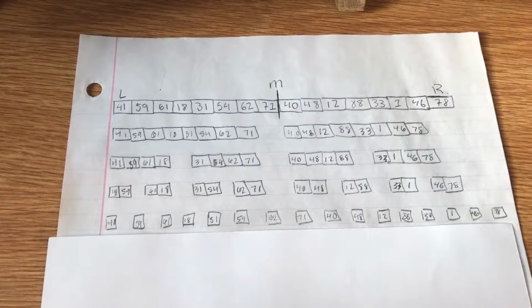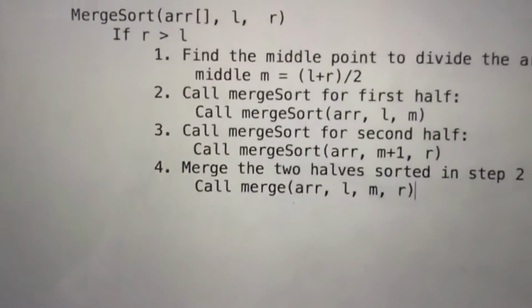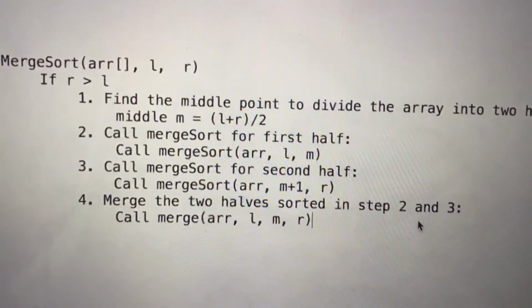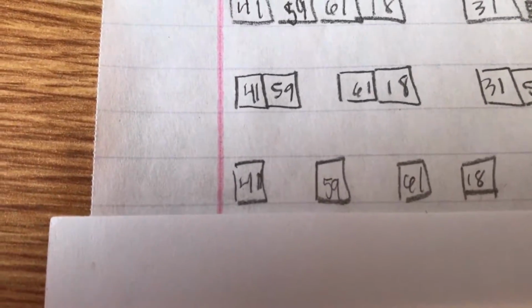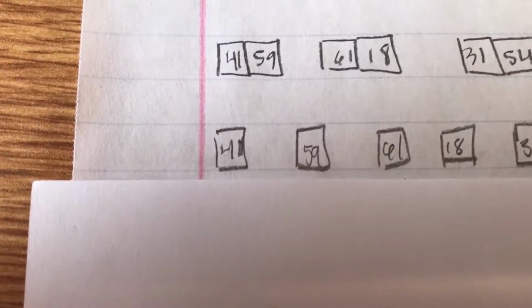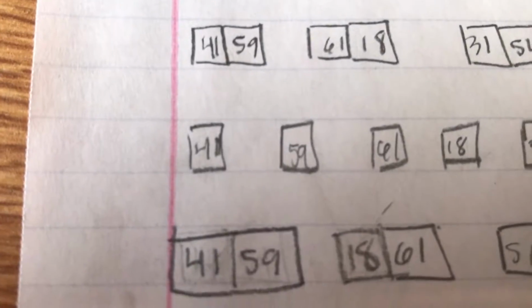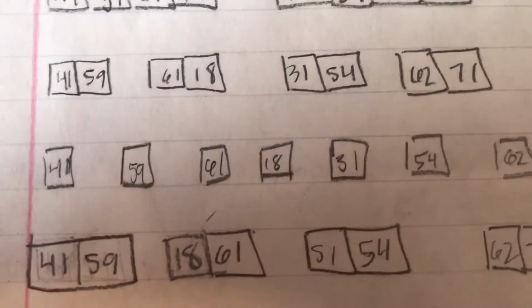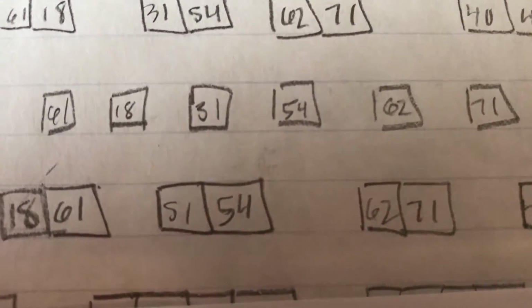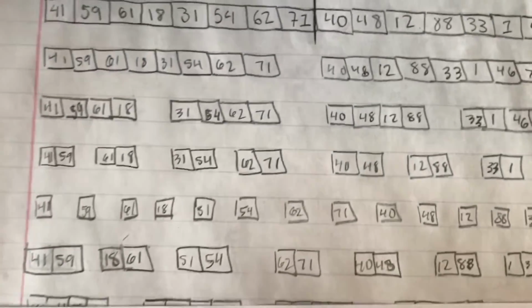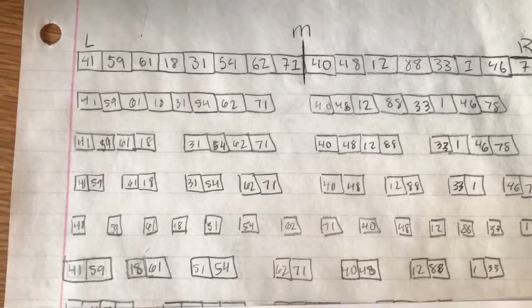Now that we have all these single-element arrays, it's time to move on to step 4 of the merge sort algorithm, which is to merge the two halves into a new sorted array. So since we only have 1-element arrays at the moment, we just take whichever is smaller and make that the first element of our new array, and by default make the larger one the second element of our new array. In this case, our array from 41 to 59 is 41 then 59, and 61 is larger than 18, so we put 18 first. In the case of 51 and 54, it's already sorted, so we just combine it, and we repeat this until all of our arrays have 2 elements in them.